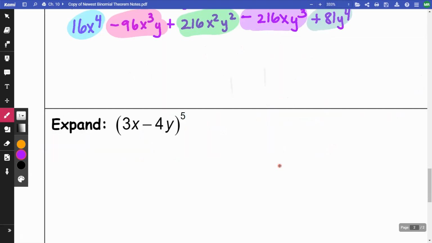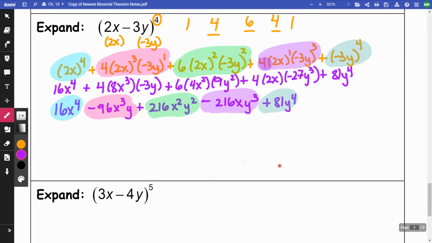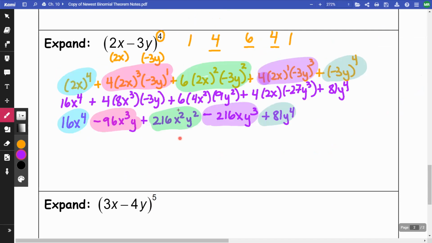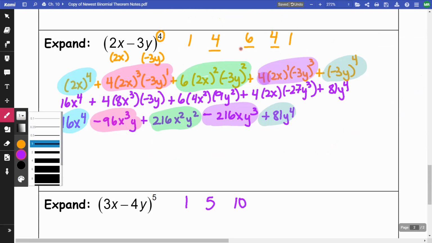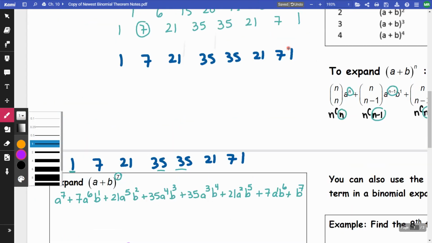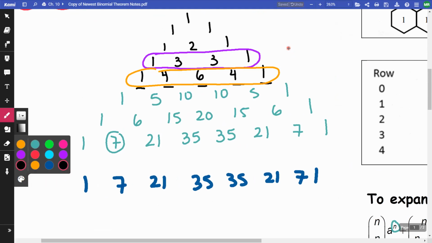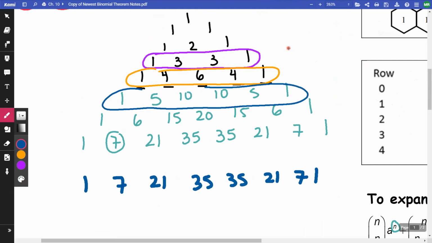Okay, next one. So this one's going to be 5. So I'm just going to look at these numbers up here. Okay, so 1 and 4. So I'm going to start with a 1, and then 1 and 4 give me 5. 4 and 6 gave me 10. 6 and 4 gave me 10. 4 and 1 gave me 5, and then a 1. Okay, so that's the row I'm using. And again, we see it up here where I have a 1, 5, 10, 10, 5, 1.